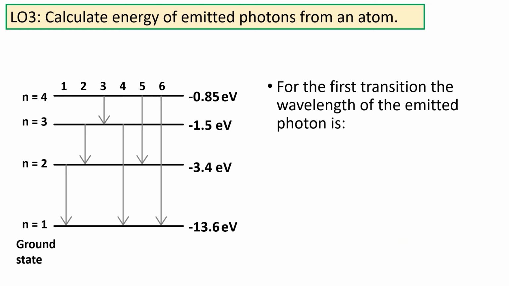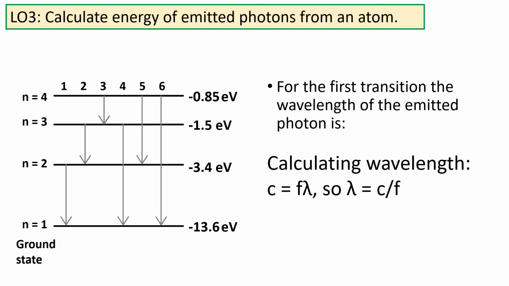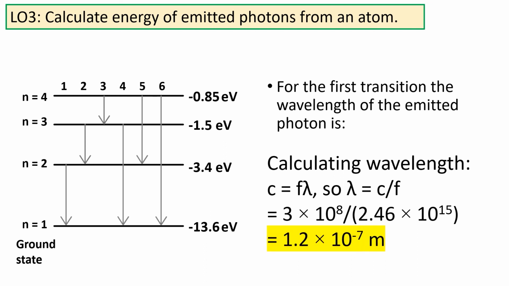Finally, it's frequently going to be very important that we can also work out what the wavelength of the photon is. Thinking back, the speed of light is equal to the frequency multiplied by the wavelength. So rearranging our equation and putting our numbers in, we get that the wavelength is equal to 1.2 times 10 to the minus 7 meters.